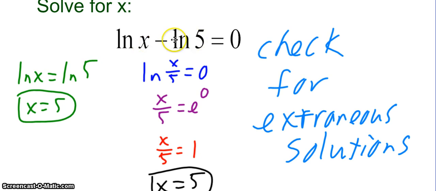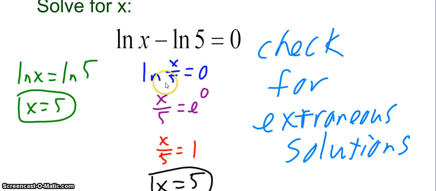And maybe you figured that out without even adding it over, because common sense would tell you if I take two things and subtract and get 0, they have to be the same, right? Okay, but again, what if it wasn't that obvious? Another technique would be to combine the two logs into a single log. So since this is subtraction, I can make this natural log of x divided by 5 equals 0.